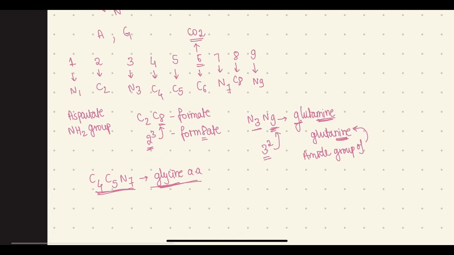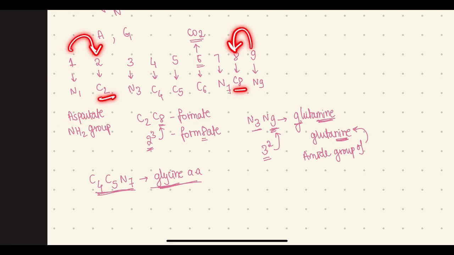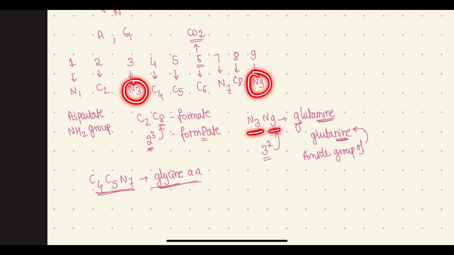I'll just tell you once again quickly that 1 and 9 are starting and ending with nitrogen, and 1 is A for aspartate. C2 and C8, a number ahead, a number behind. C2 and C8 are formate. You can remember 2 cube is 8, so C2 and C8 go hand in hand. Now 3 and 3 square, that is N3 and N9, are G. 9 for G, glutamine. Now C6 being the simplest of all, just remember that carbon dioxide is the source for this carbon. So we are left with C4, C5 and 7. C4, C5 and N7 come from glycine.